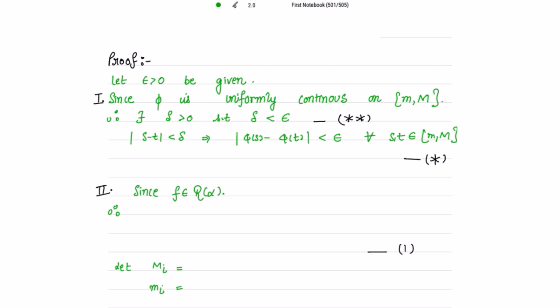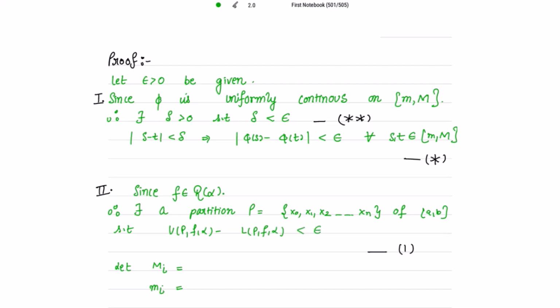Secondly, let's start with f, which is given to be Riemann integrable. So for that, I will be defining a partition. Since f is Riemann integrable, there exists a partition P = {x0, x1, x2, and so on, xn} of the closed interval [a, b], such that U(P, f, alpha) minus L(P, f, alpha) is less than epsilon.